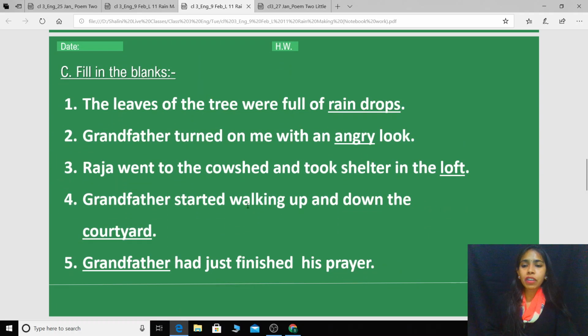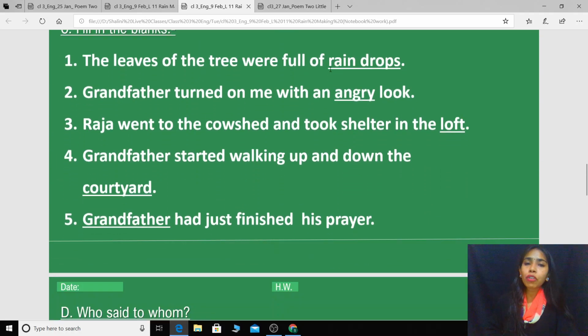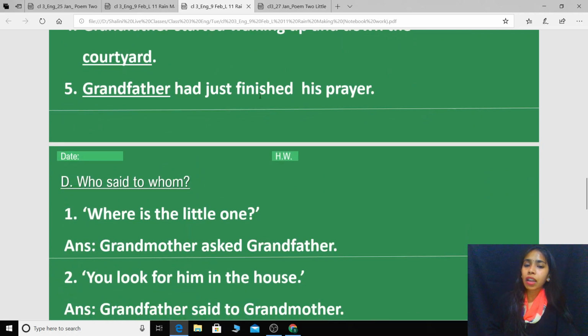Right? Now fill in the blanks. The leaves of the tree were full of raindrops. Grandfather turned on me with an angry look. Raja went to the cowshed and took shelter in the loft. Grandfather started walking up and down the courtyard. Grandfather had just finished his prayer.